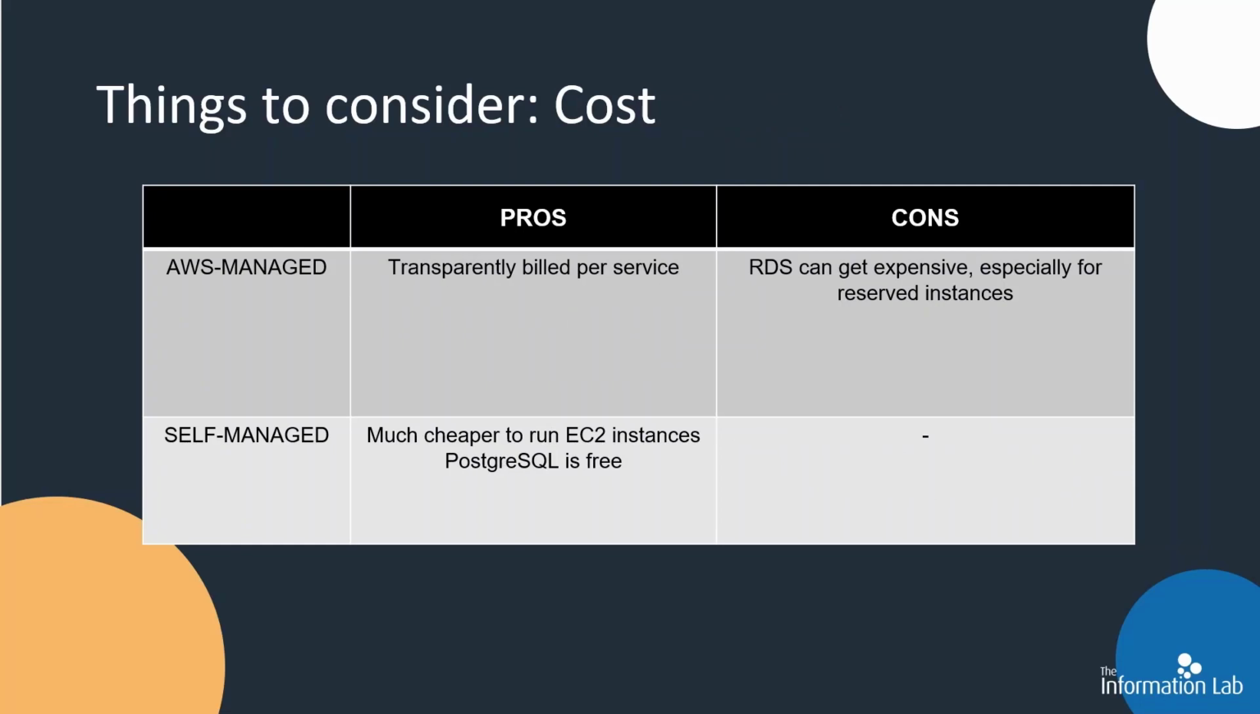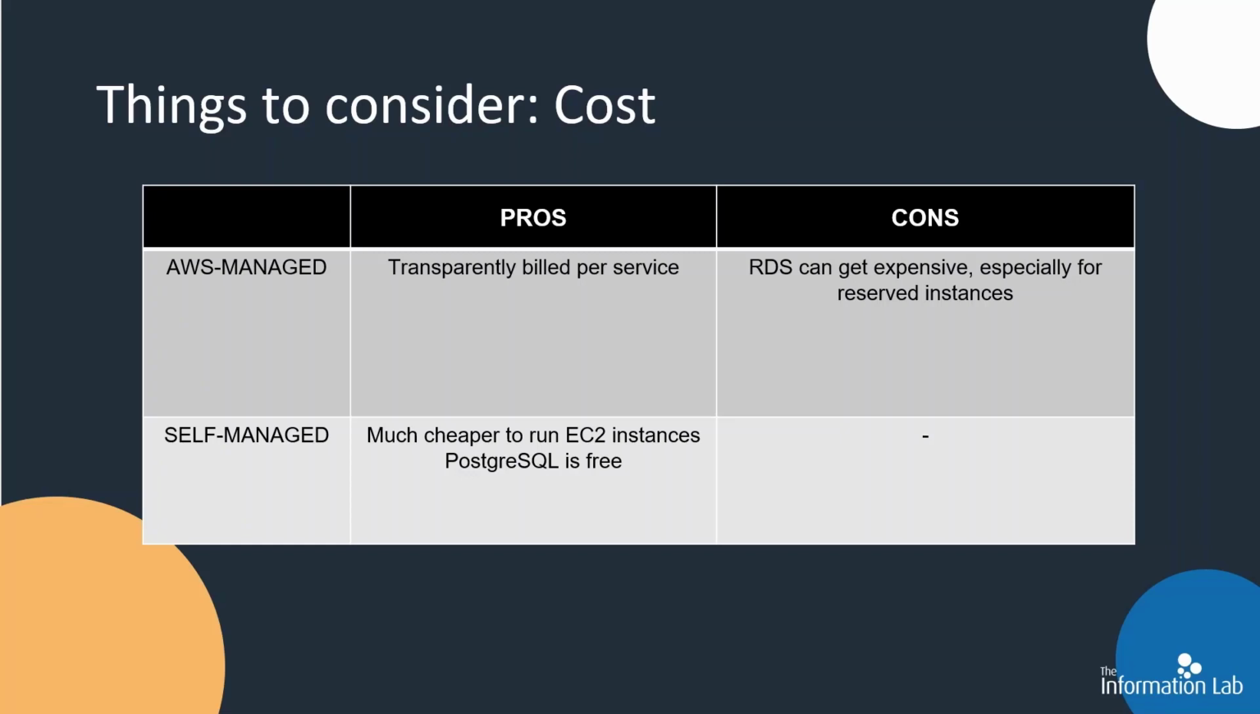And lastly, cost is obviously a big consideration. Pretty much the only downside to AWS managed systems is the cost. They are transparently billed, so you can see how much you're paying for each of these services. But RDS can get expensive, especially if you're using reserved instances. The bills can start to rack up pretty quickly. Aurora is a bit better than RDS. It's a bit cheaper, a bit more efficient. So that would be a better option in terms of the cost.